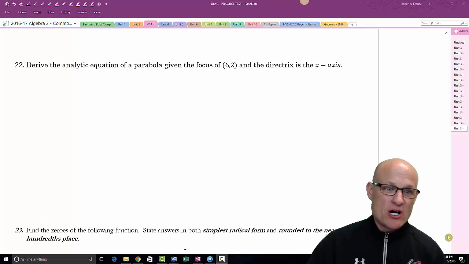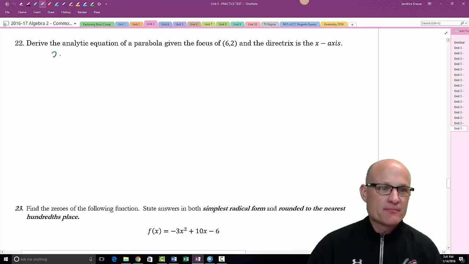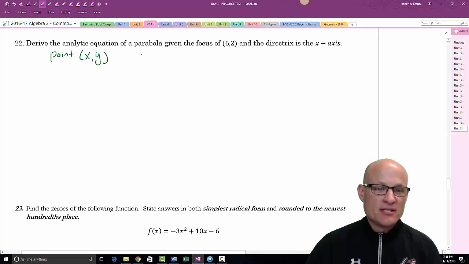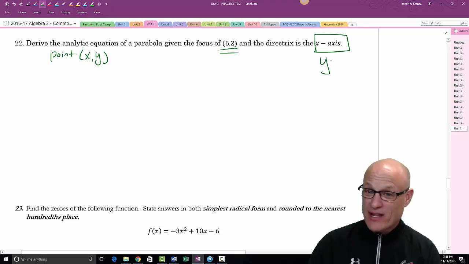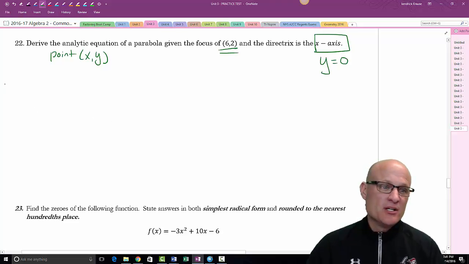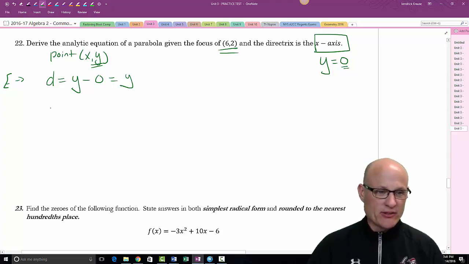All right, children, got one more of these. Okay, we're going to pick our point. Our point is x comma y. We got our focus. We got our directrix, but I'm not telling you the equation, but there it is. It's the x-axis, and you have to remember that's the line y equals 0. So we'll do easy between this and this. So the distance is equal to y minus 0 or just y. Well, that ought to make things a little bit easier, I think.